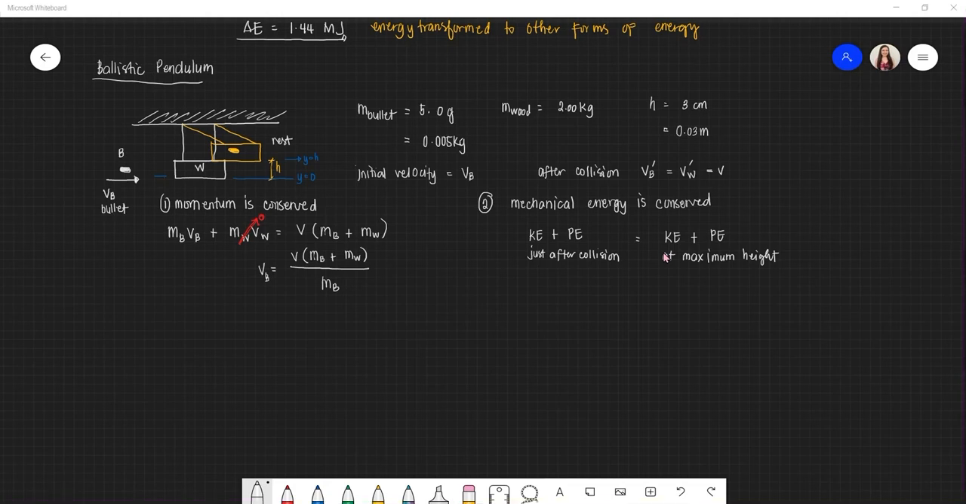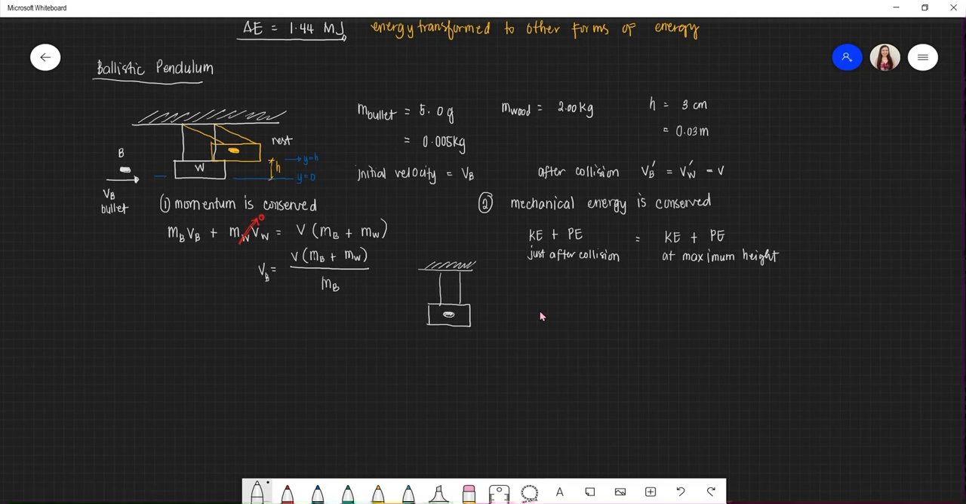All right, so just after the collision, they already share the same velocity for the block of wood and the bullet. Meaning, when it reaches the bottom, the block of wood hangs there. Okay, the bullet is now embedded.